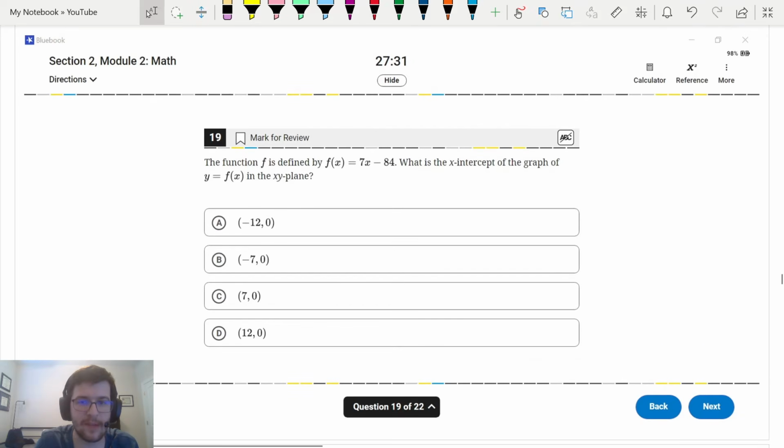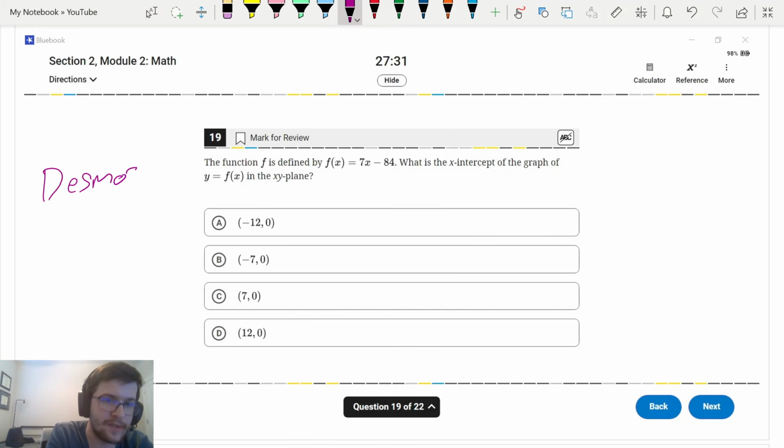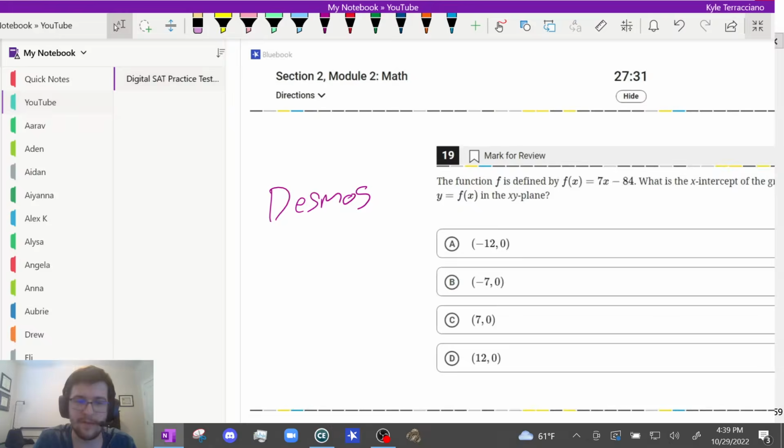What is the x-intercept of the graph? Okay, so let's say you forgot how to do an x-intercept. You should know how to do this. But you could just graph this on Desmos. So y equals 7x minus 84. Okay, let's do that.